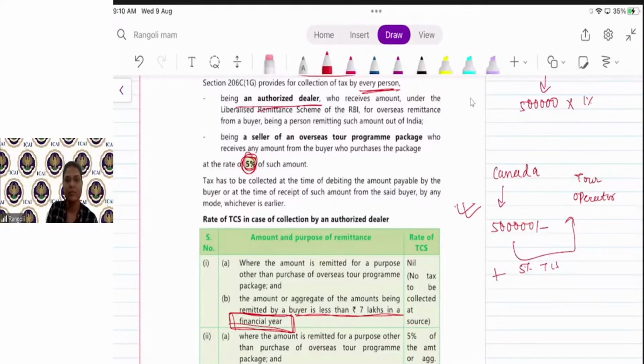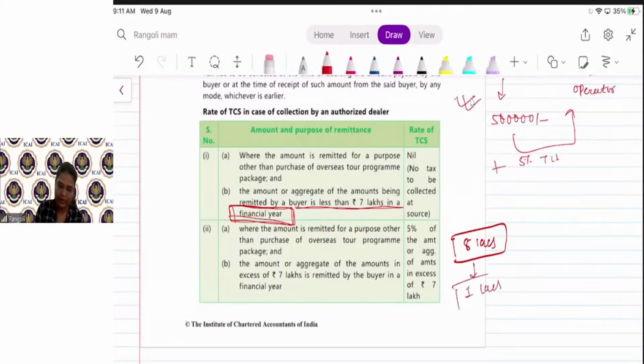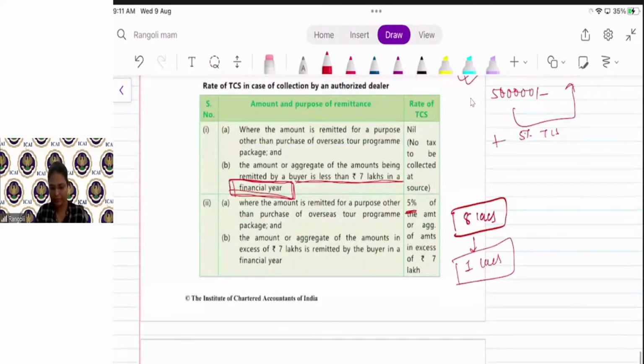But if the remittance outside India, other than an overseas tour program, is more than 7 lakh rupees, say for example it is 8 lakh, then on the amount exceeding 7 lakh, that is on 1 lakh, the authorized dealer will collect TCS at the rate of 5%. Is that clear, everyone? Yes or no?